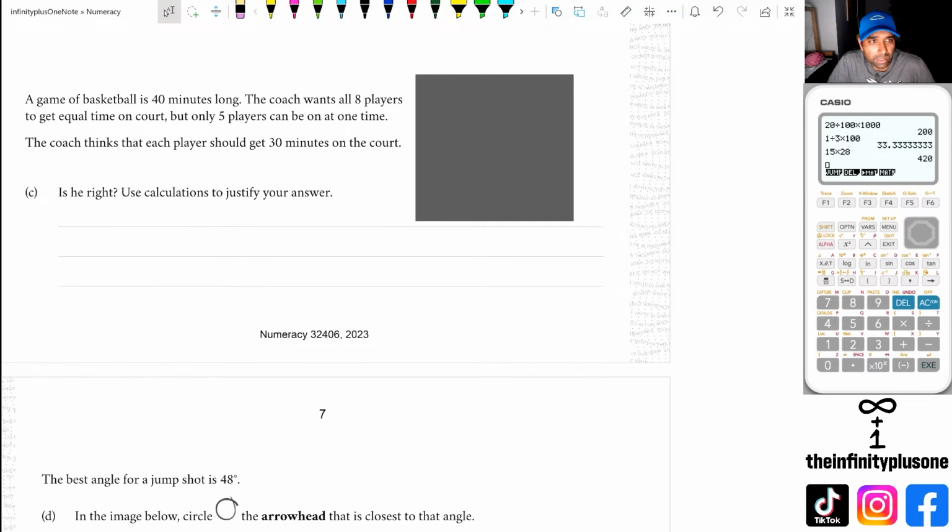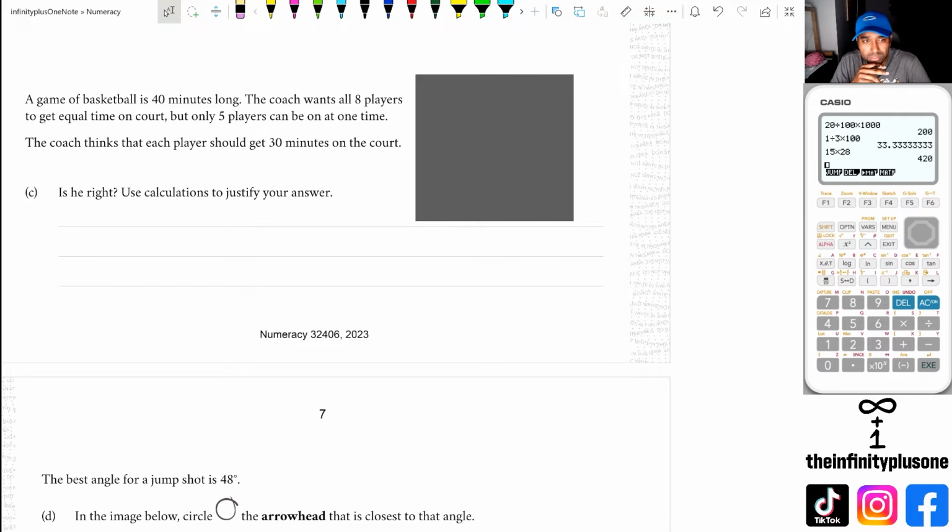All right, so the next question we have: a basketball game is 40 minutes long. The coach wants all 8 players to get equal time on the court, but only 5 players can be on at one time. The coach thinks that each player should get 30 minutes on the court. Is he right, using calculations? All right, let's have a look at this. How do we go about answering a question like this? Now, each player should get, he says, 30 minutes.